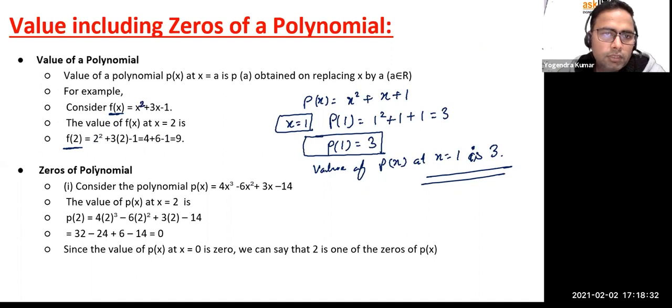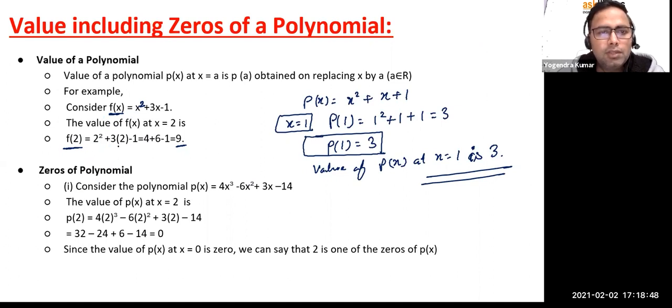So let me change it here, right? Okay, this is 2. So 2 square plus 3, this one we are getting 9. So value of polynomial at x equals 2 is 9. This is what we need to understand here. Value of the polynomial is 9. Now what is 0 of the polynomial?